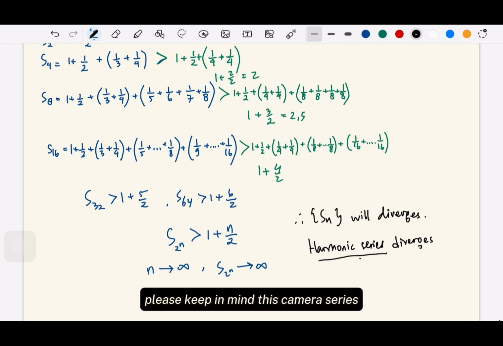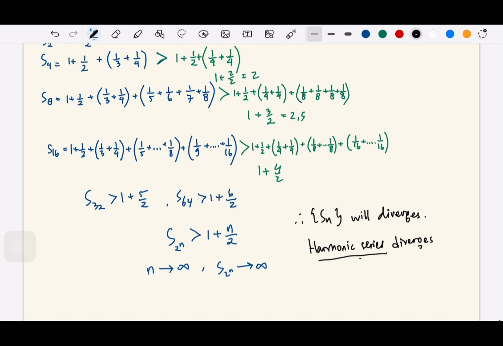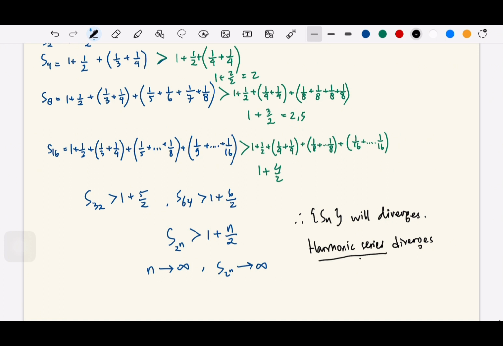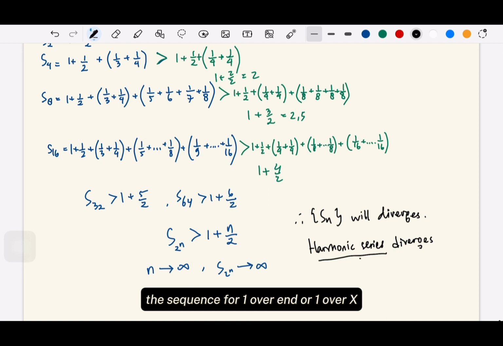Please keep in mind this harmonic series, because this is one series that will appear frequently, in most cases. And also this is a series that we can compare against easily, because we know that it will diverge. So Sn will diverge. But if you remember the sequence 1 over n, or 1 over x, we can take the limit, which is equal to 0. So we can have the sequence, but if we add it as a series, it will diverge. Okay? So you need to see the difference between sequence and series.